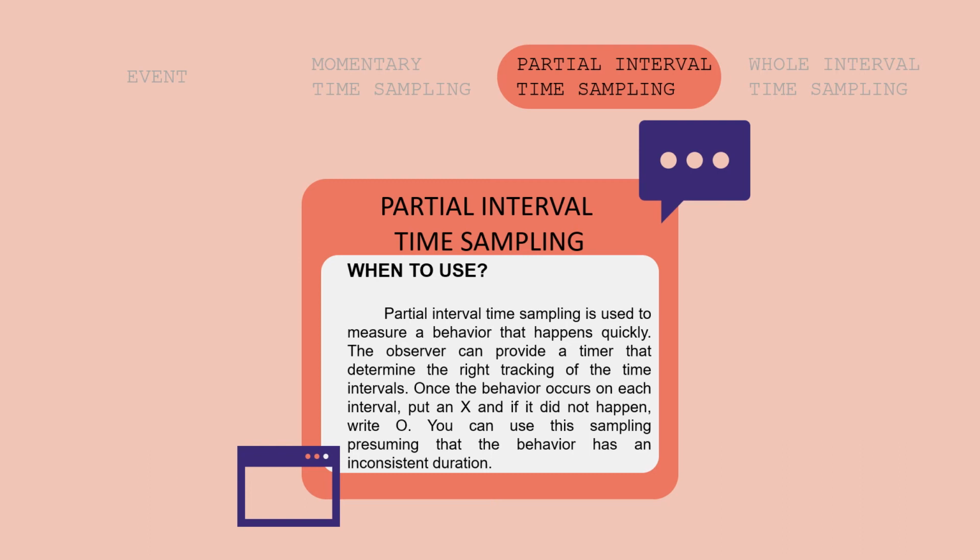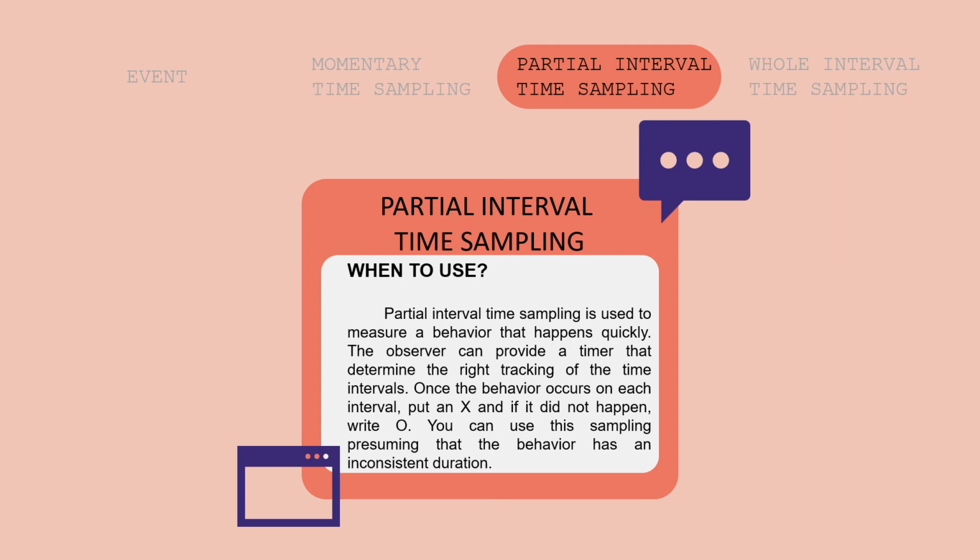Here are the advantages and disadvantages of partial interval time sampling. First of the advantages, it records a behavior that is difficult to identify when it begins or ends. Next, it is easy to tally and short but detailed. Also, the intervals here are fixed and observation can take a short period of time. In the disadvantages, it requires an attentive mindset in tracking the interval. Last, it is difficult to focus when recording data at the right timing.